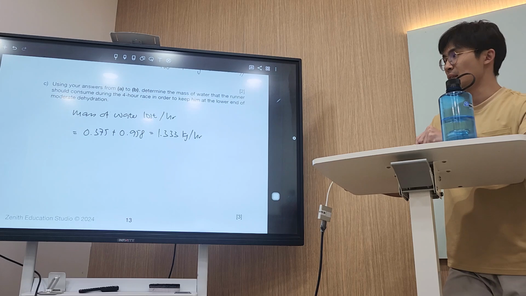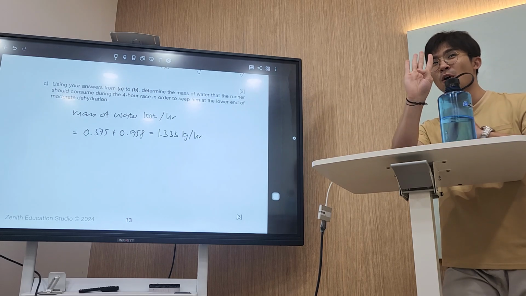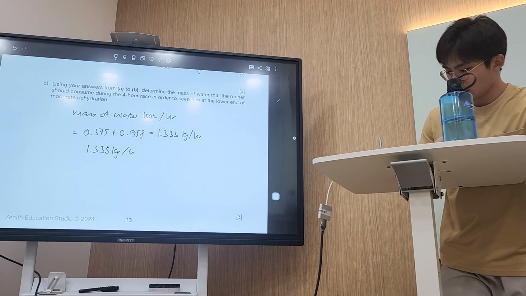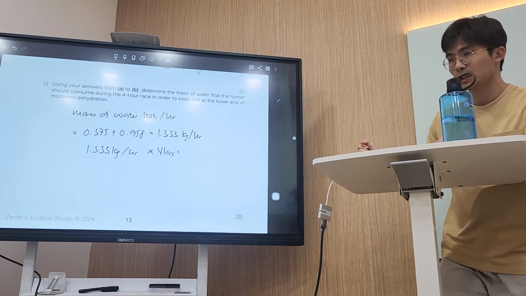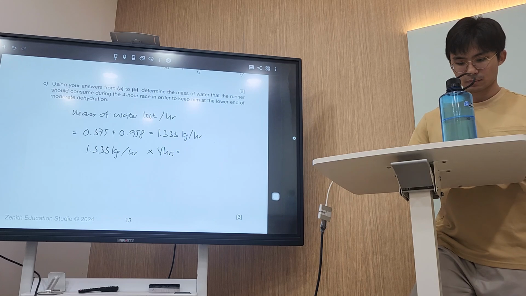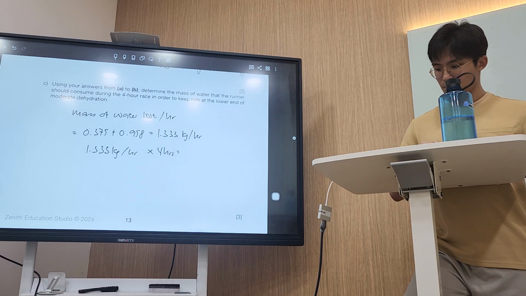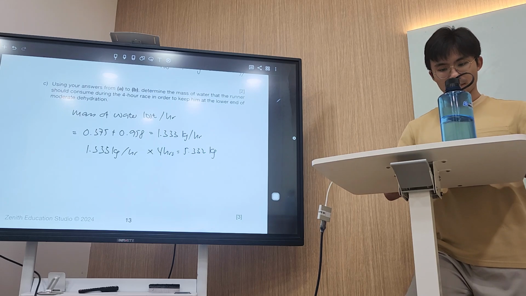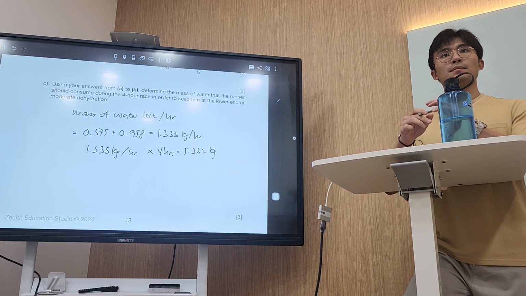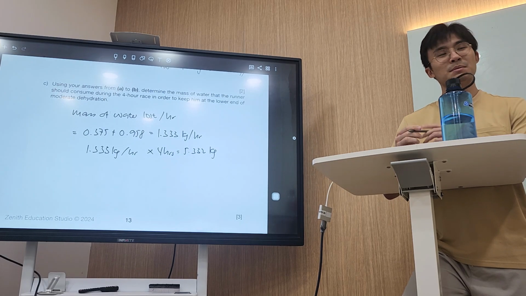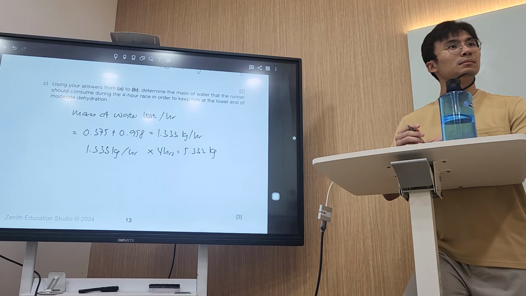Question. What is the percentage loss in 4 hours? You have 1.333 kg per hour, right? You times 4 hours is the total amount of water you are going to be losing. Kg, what's the value? 5.3 kg. Cool. What's my next step?